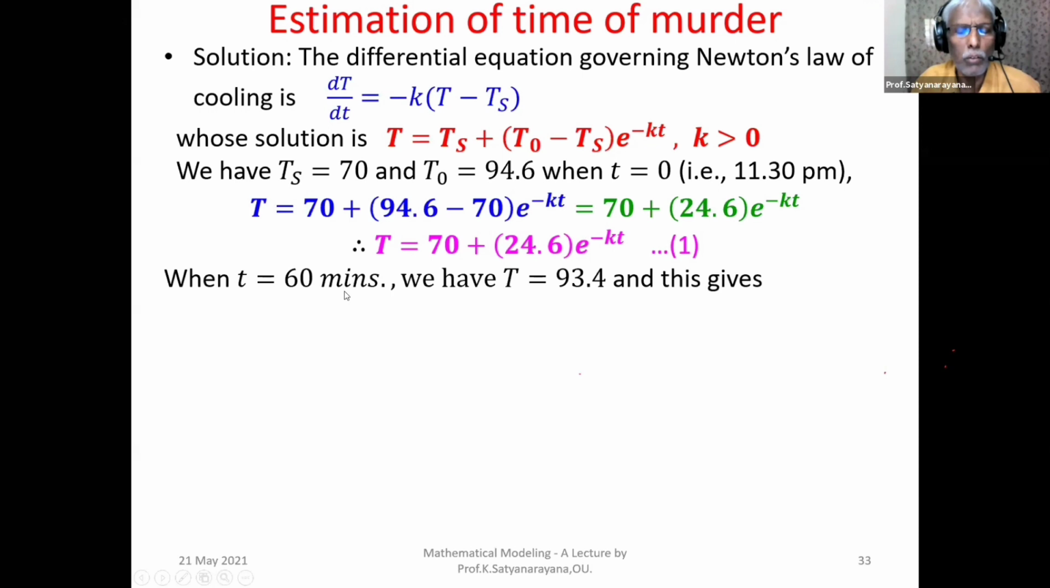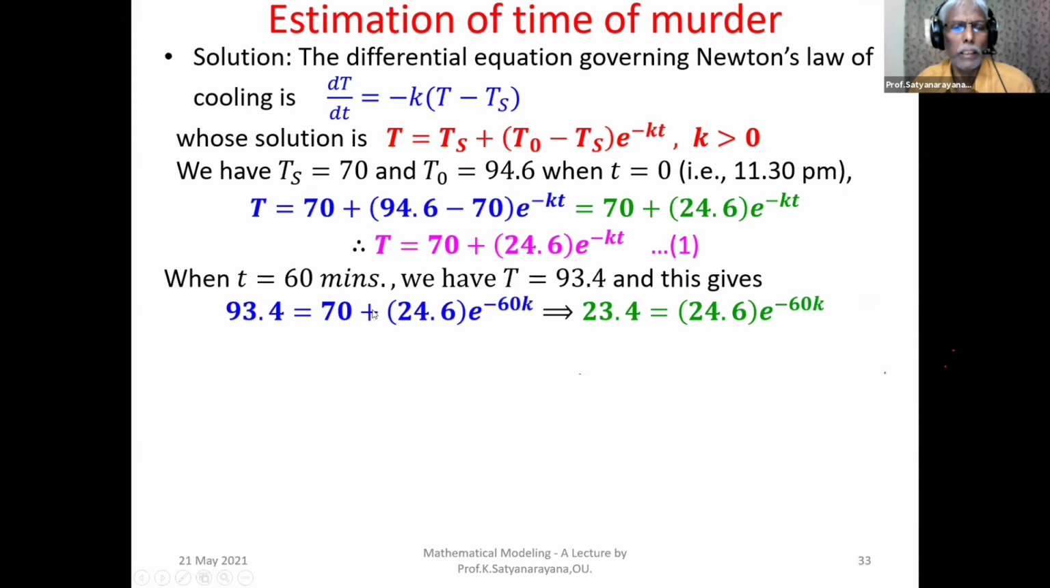We have T equal to 93.4. That is, the temperature is 93.4. So you substitute here, t = 60 minutes, and you will get the value of k. So 93.4 = 70 + 24.6 e^(-60k). That is 93.4 minus 70, 23.4, is equal to 24.6 e^(-60k).